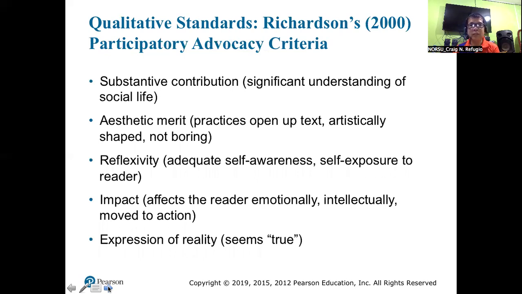Qualitative standards according to Richardson's 2000 participatory advocacy criteria. First, substantive contribution, significant understanding of social life, aesthetic merit, practices, open up text, artistically shaped, non-moral. Reflexivity, adequate self-awareness, self-exposure to the reader. Impact, affects the reader emotionally, intellectually, moves to action. Expression of reality seems to be true.